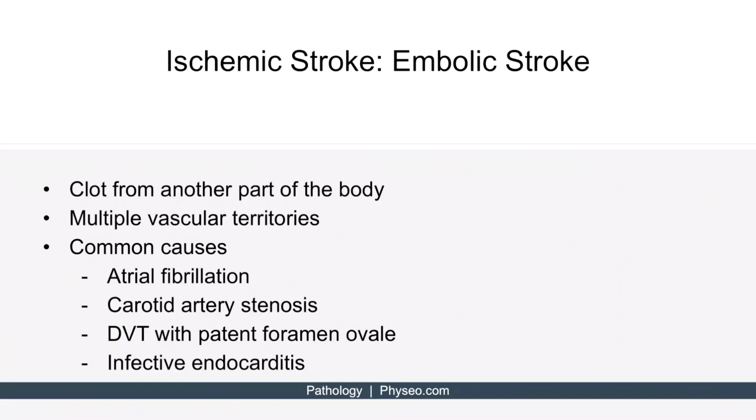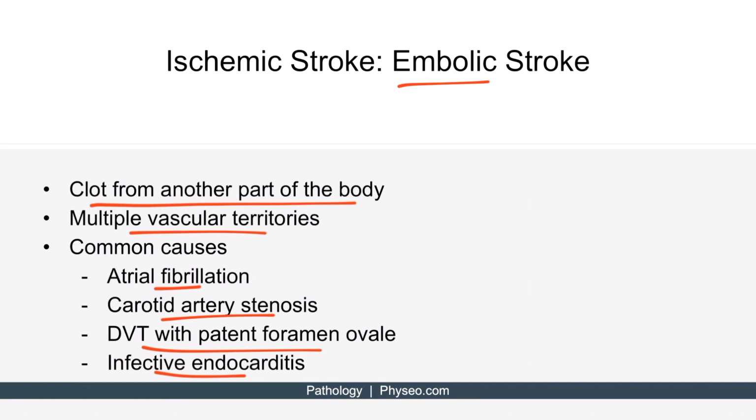Next is embolic stroke. An embolic stroke is caused by a clot from another part of the body obstructing a vessel. It can look the same as a thrombotic stroke on CT or MRI, but importantly, it can affect multiple vascular territories and should be suspected in patients who present with multiple infarctions. Common causes include atrial fibrillation, carotid artery stenosis, patients that have a DVT as well as a patent foramen ovale, and infective endocarditis. The most common source of embolism is the left side of the heart, and the most common affected vessel is the MCA.